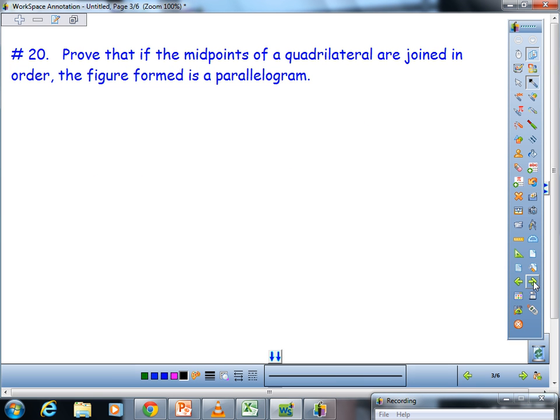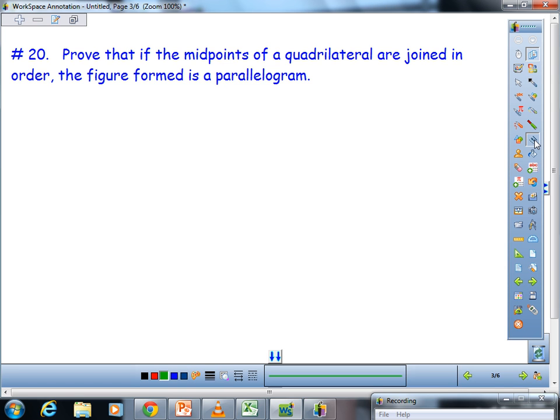So it says, prove that if the midpoints of a quadrilateral are joined in order, the figure is a parallelogram. This is mind-blowing to me. We've already talked about this once, but we weren't able to prove it. Now we can prove it. Before, we proved it with a coordinate proof. I don't know if you guys remember this or not.